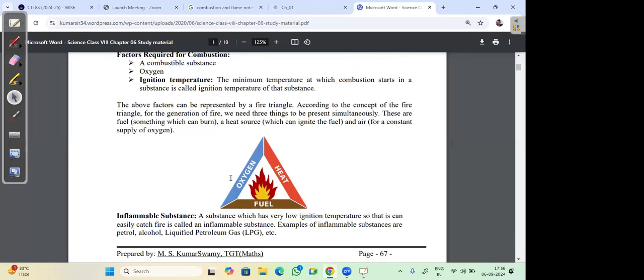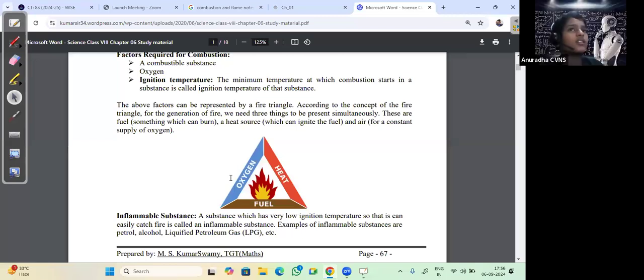Now all the above factors can be represented by a fire triangle. So remember this fire triangle. In this fire triangle, you have oxygen, heat, and fuel. These three things are necessary for combustion. Will you be able to remember the fire triangle?